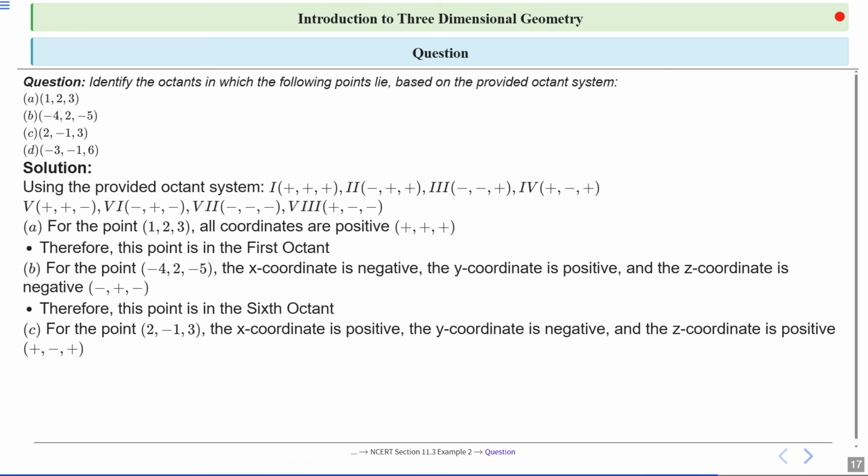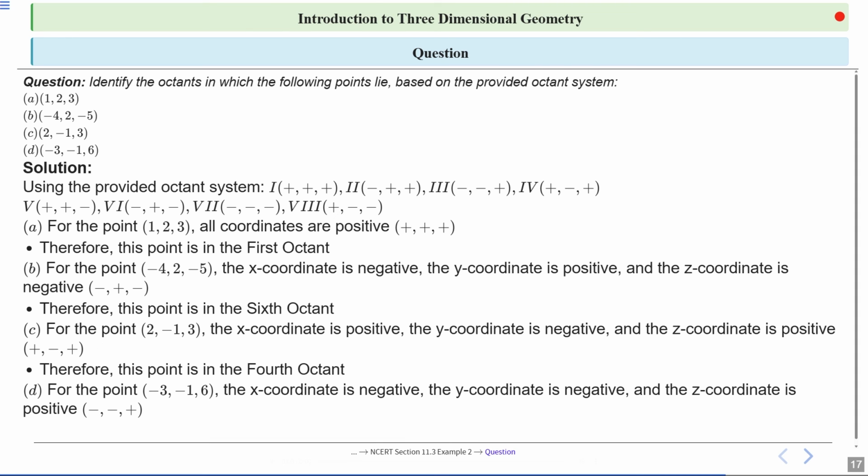Now let's consider point C, which is 2, -1, 3. Here x is positive, y is negative and z is positive. Therefore, this point is in the fourth octant. Finally, let's look at point D, which is -3, -1, 6. In this case, x is negative, y is negative and z is positive. Therefore, the point is in the third octant.